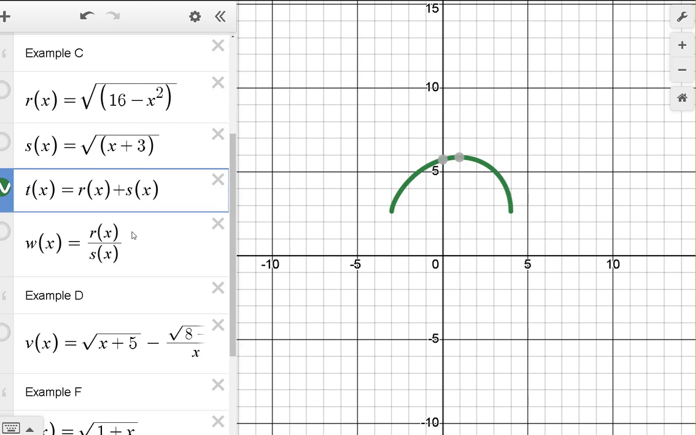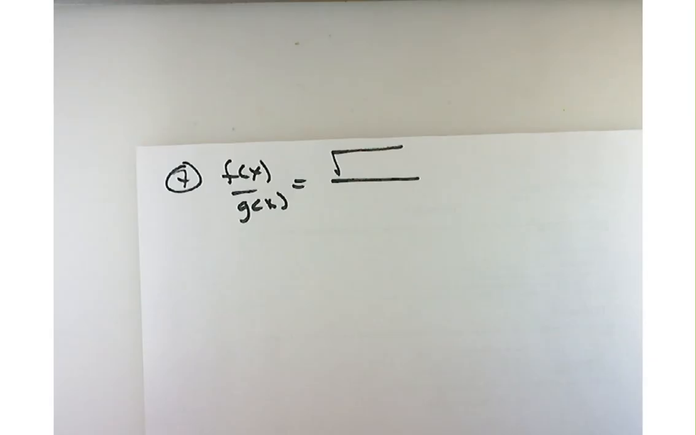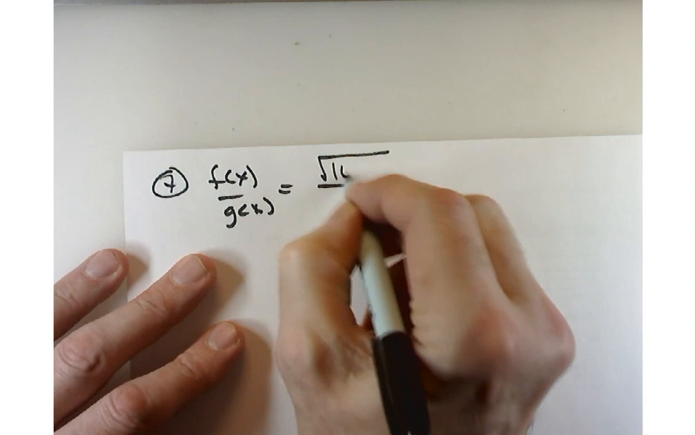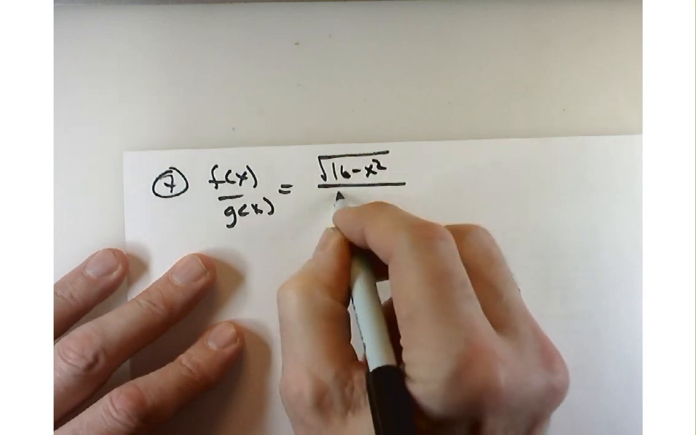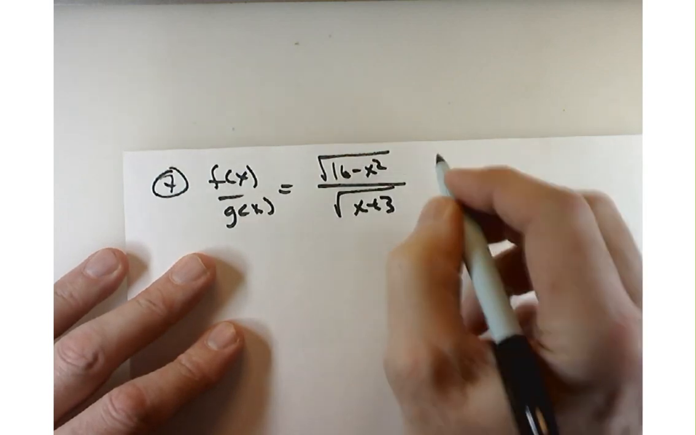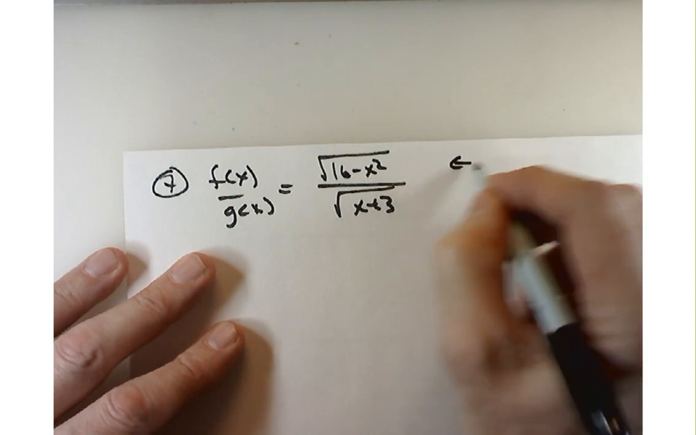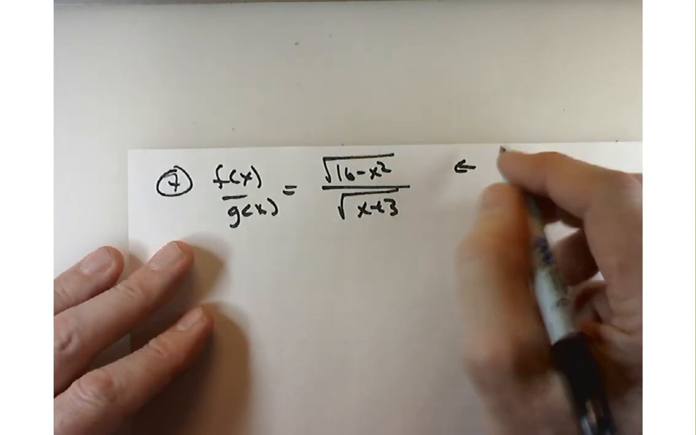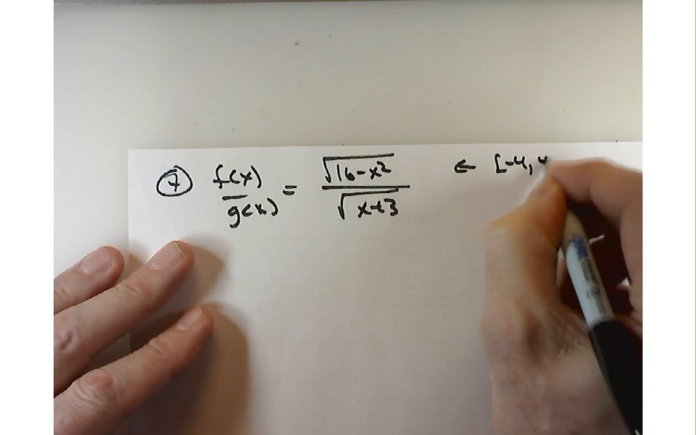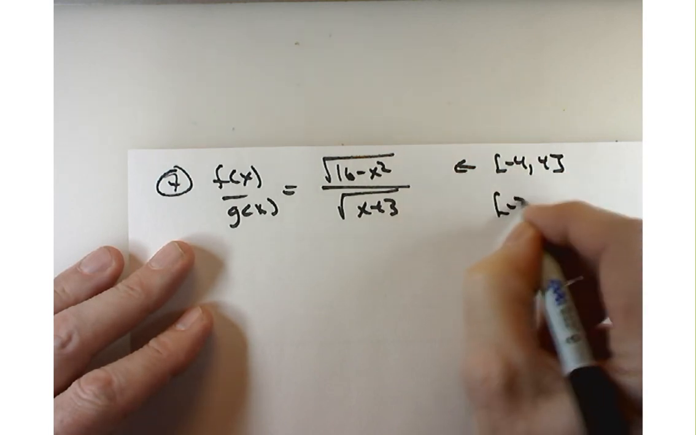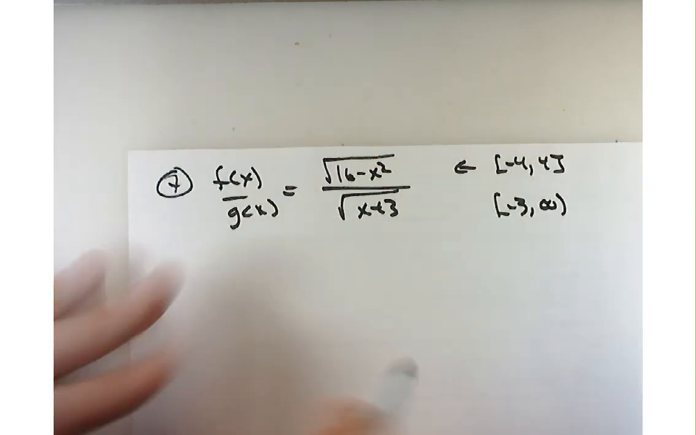So let's see, page 7 here, f of x divided by g of x, square root of 16 minus x squared, over square root of x plus 3. Let me switch screens here for you for a second. Here the domain was -4 to 4. Here the domain was -3 to infinity. We already know where that overlaps.